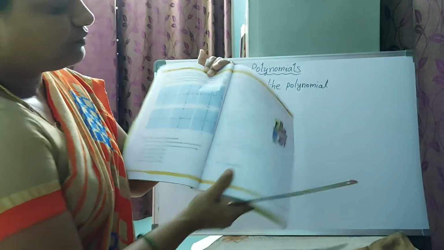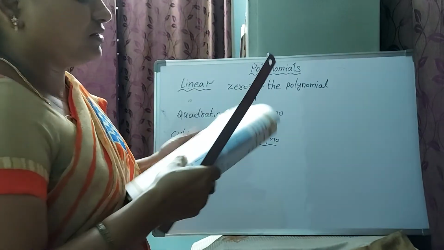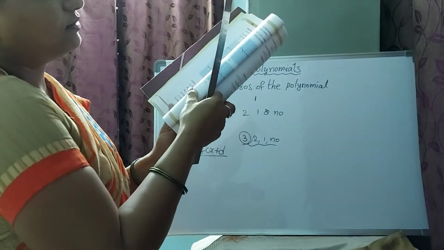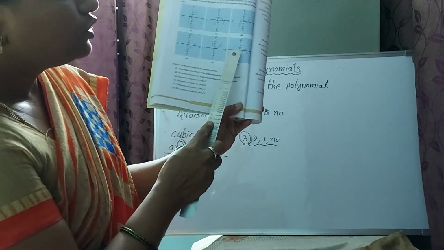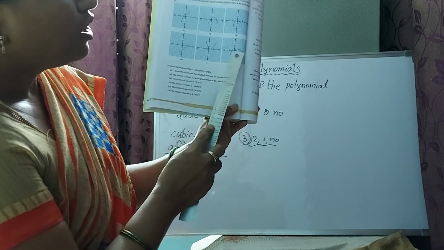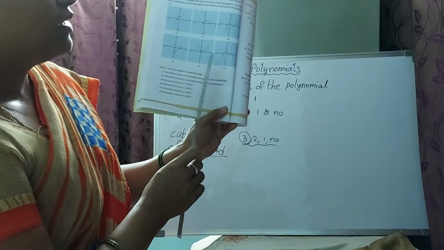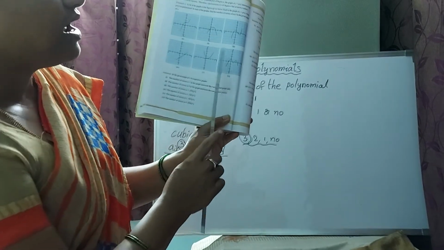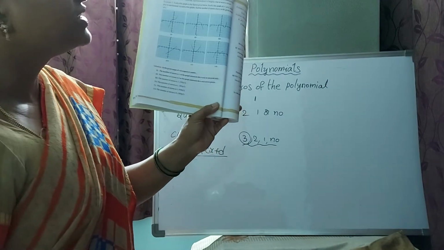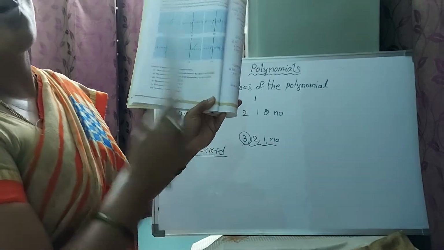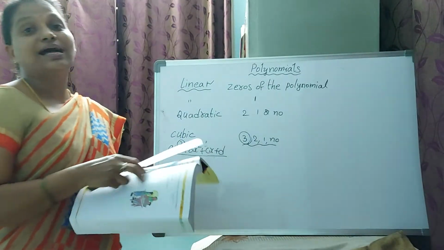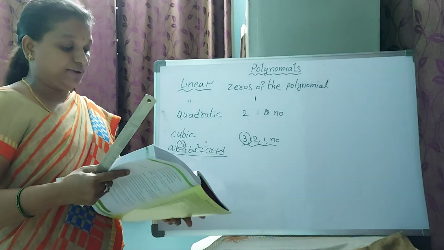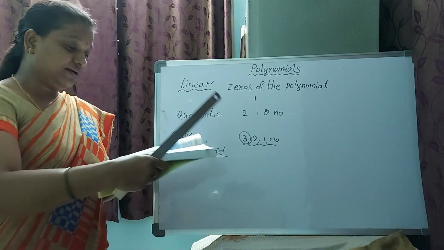If you see the last figure, 1, 2, 3, 4, 4 zeros are there. At how many points is it intersected? At 4 points that graph intersects the x-axis. That's why there are 4 zeros. Okay, up to now we discussed linear and quadratic, how the graphs look and how many zeros of the polynomial there will be in that particular graph.